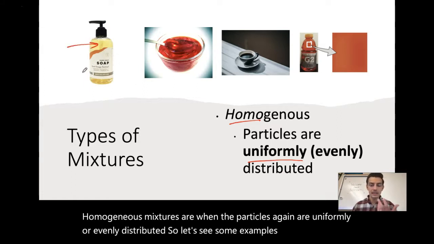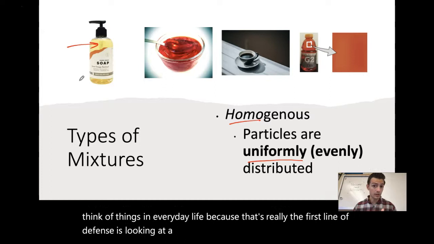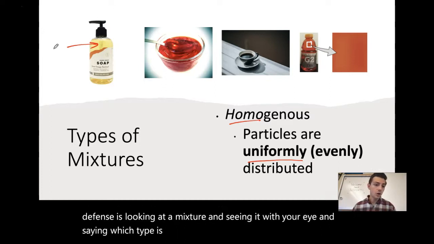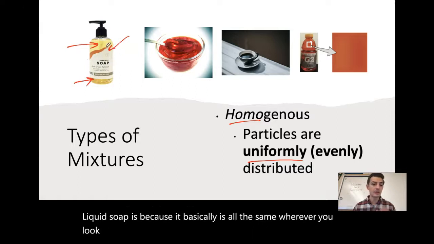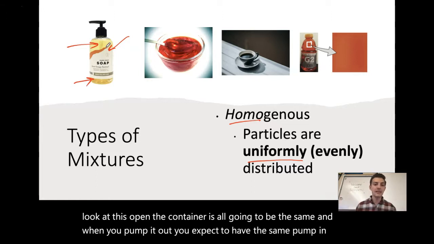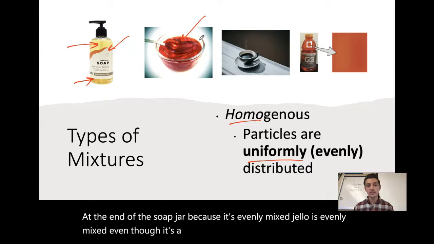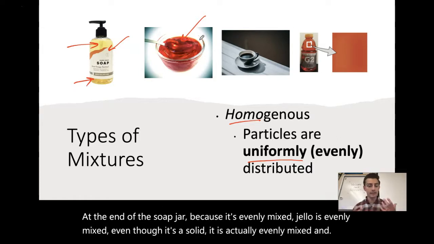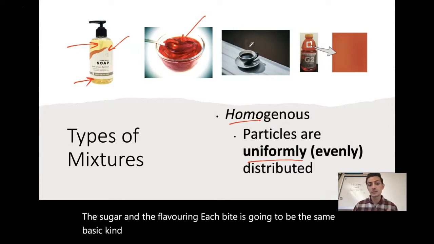So let's see some examples. It's best just to think of things in everyday life, because that's really the first line of defense, looking at a mixture and seeing it with your eye and saying, which type is it? So soap is a homogeneous mixture, at least liquid soap is, because it basically is all the same. Wherever you look at the soap in the container, it's all going to be the same. And when you pump it out, you expect to have the same pump in the beginning as you do at the end of the soap jar, because it's evenly mixed. Jello is evenly mixed. Even though it's a solid, the sugar and the flavoring, each bite's going to be the same basic mixture to taste, because it's evenly mixed.